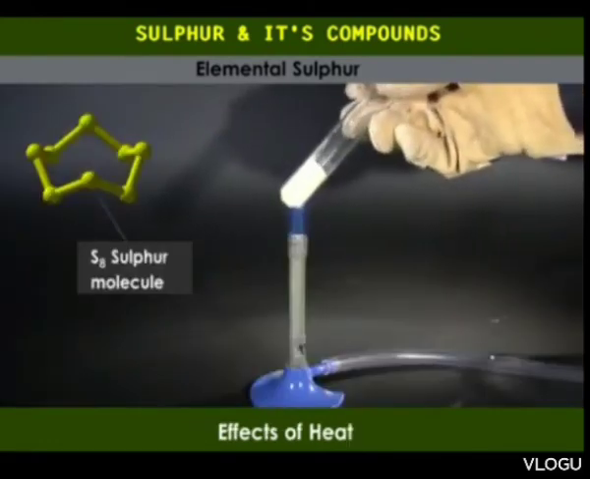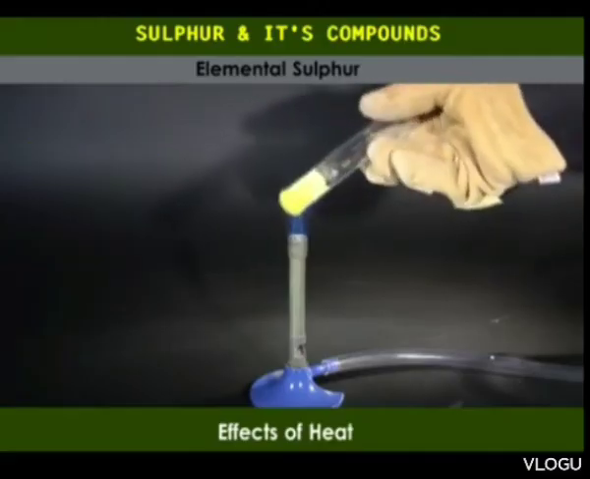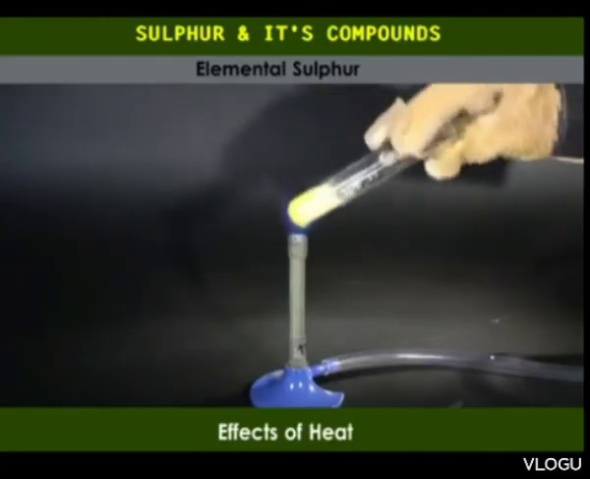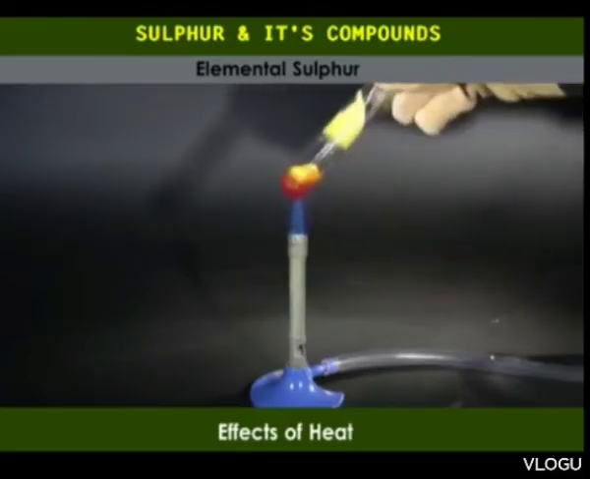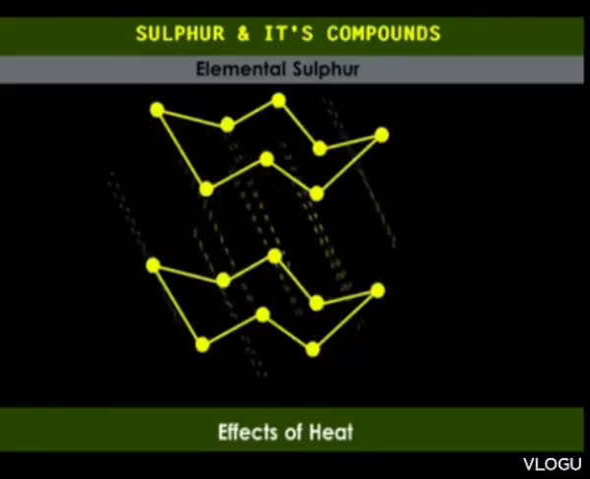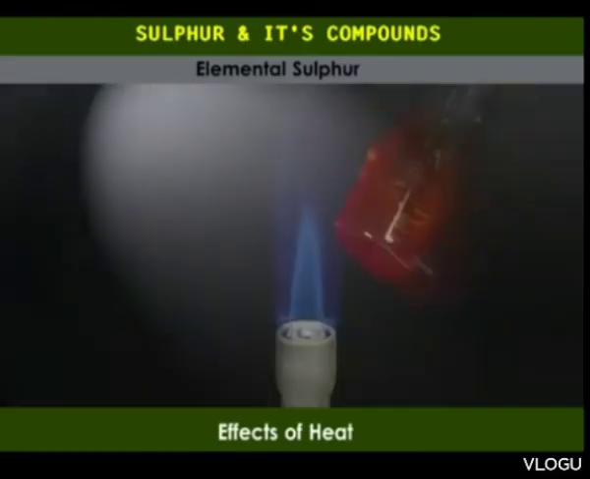When sulfur is heated, it melts at 113 degrees Celsius into a clear pale yellow liquid that flows easily. At this point, the intermolecular forces are broken, separating the individual molecules, resulting in liquid sulfur.